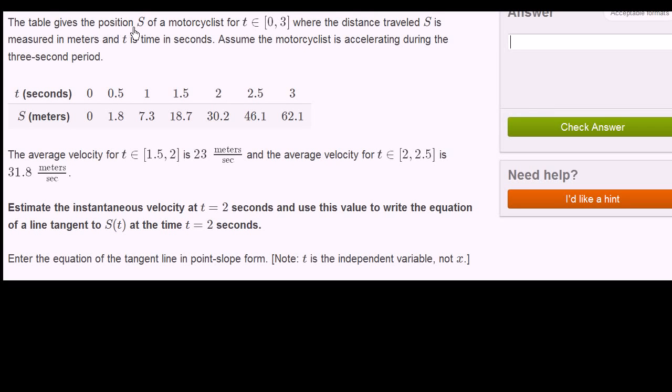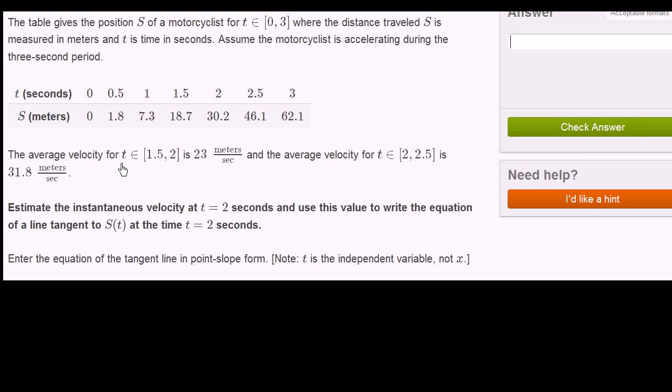The table gives the position S of a motorcyclist for t between 0 and 3, including 0 and 3. This is just saying that t is in the interval between 0 and 3. And we see that right over here, where the distance traveled S is measured in meters and t is time in seconds. Assume the motorcyclist is accelerating during the 3-second period, and they give us the information. This is time between 0 seconds and 3 seconds, and here we have the corresponding distance that you could view as a function of time.